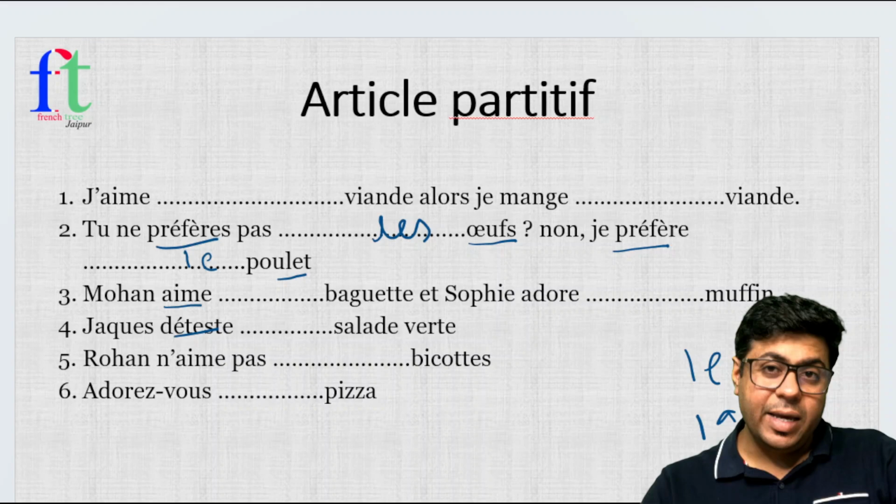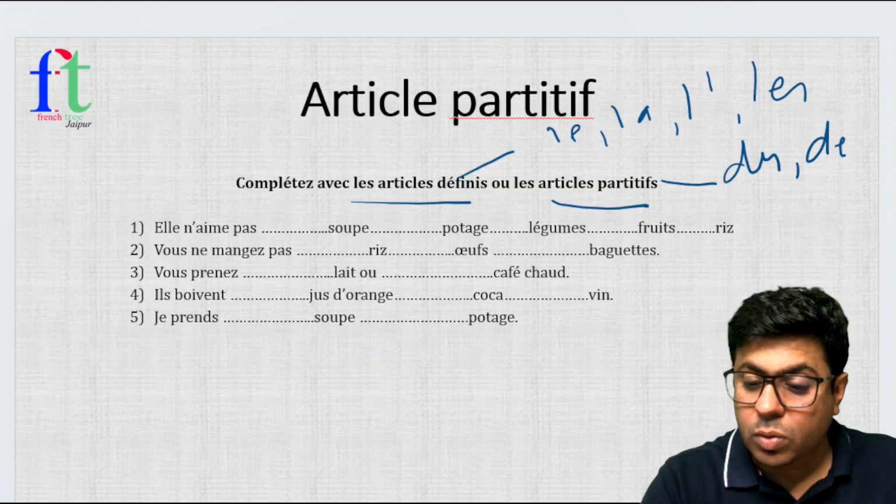So this is the exercise for you. This is the mix, and how it comes in school or in academics. Compléter avec article défini et article partitif. Article défini: le, la, l'. Article partitif: du, de la, de l' and de. Keep in mind where you are going to use article défini and where you are going to use article partitif.